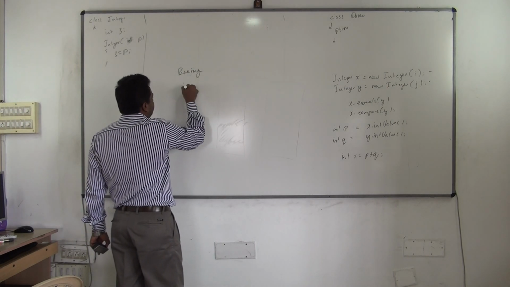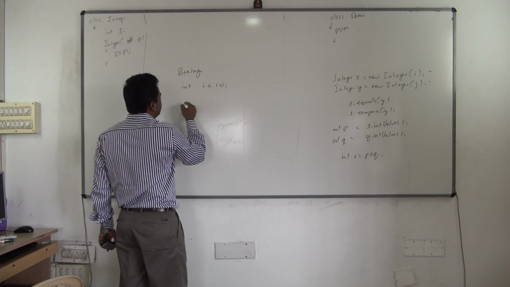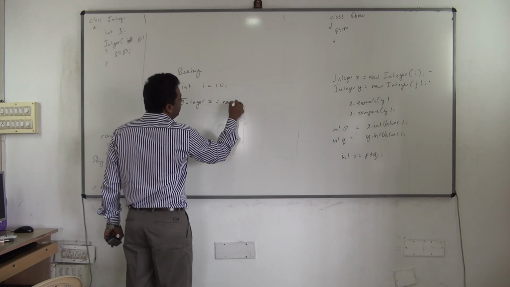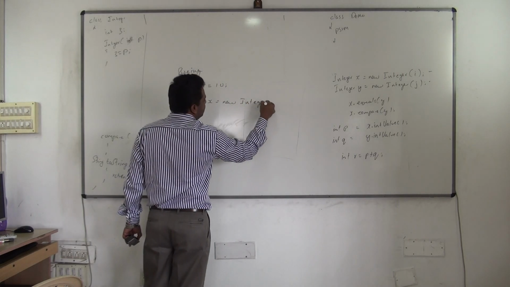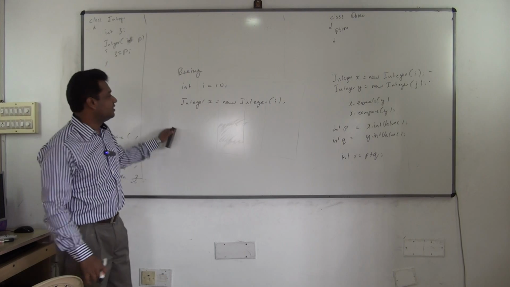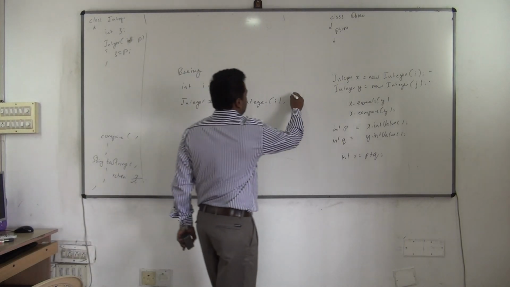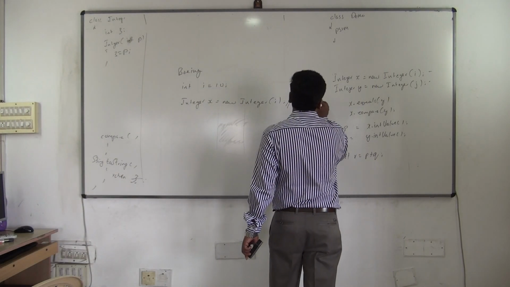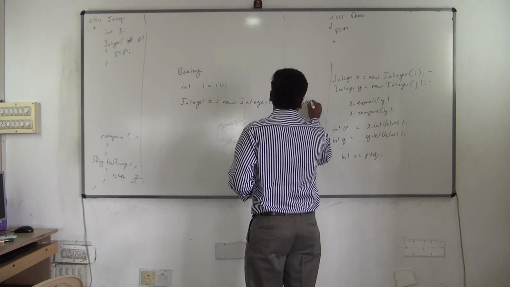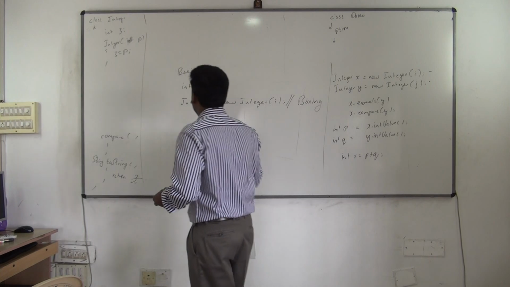Example for boxing. Int i is equal to 10. Now see how I will do it. Integer x is equal to new Integer of i. Just now I showed you, but I'm using one terminology now, that's it. So what is this called? Boxing. This line is the boxing line. Understood? Boxing means converting primitives to objects. Okay, so this is done.